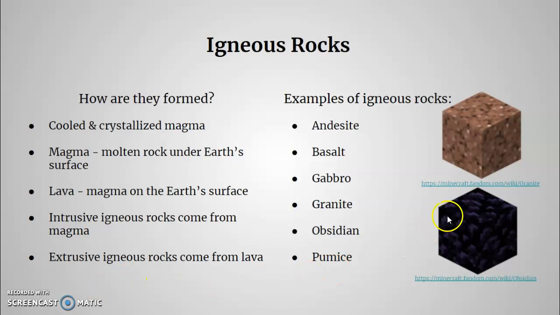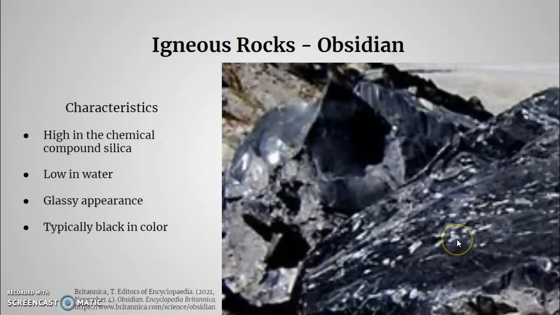If you look over here, I have some examples of some igneous rocks from the game of Minecraft. You might have seen granite and obsidian in your game of Minecraft. Igneous rocks are characterized by being high in the chemical compound silica and very low in water. Obsidian has a glassy appearance and it's typically black in color.